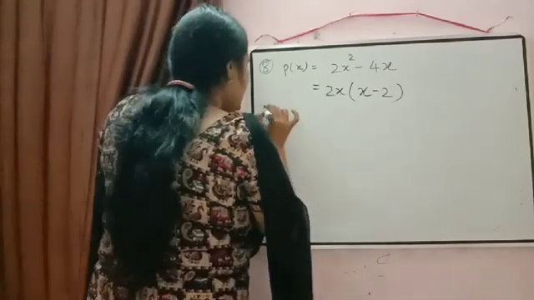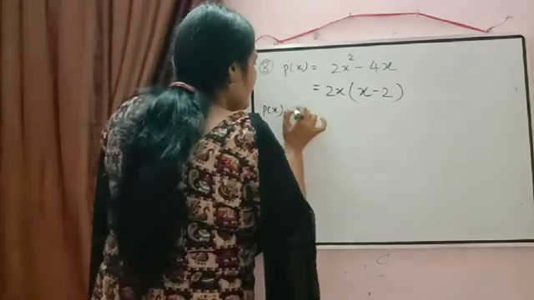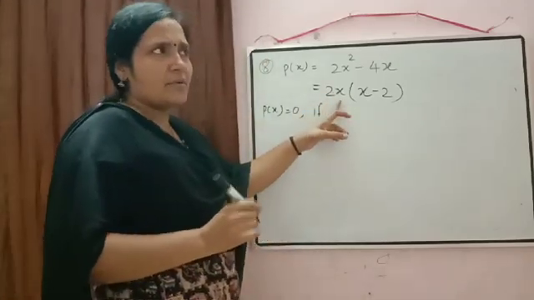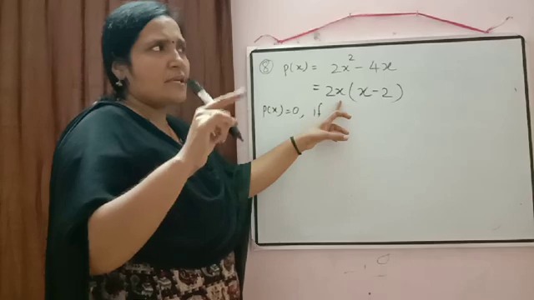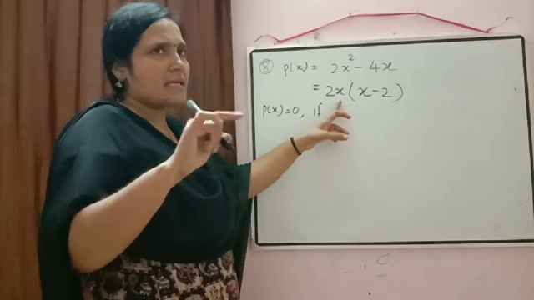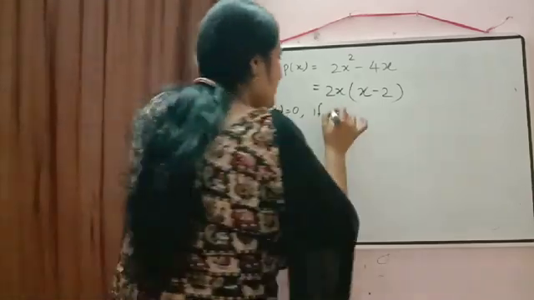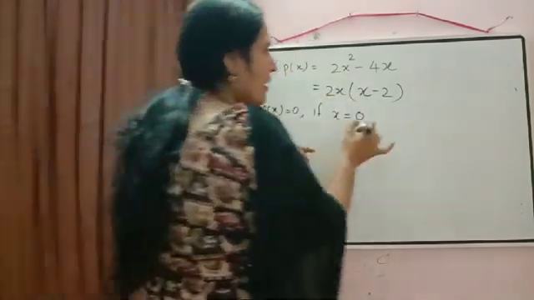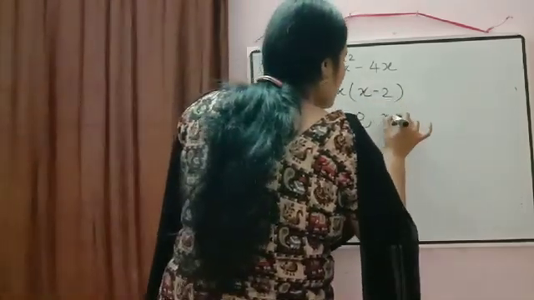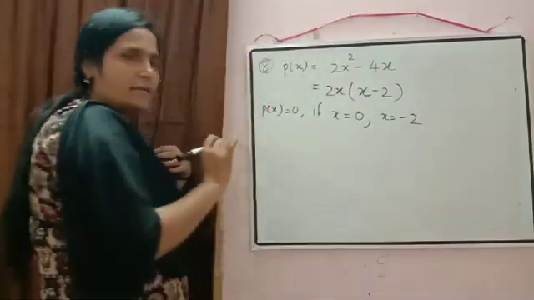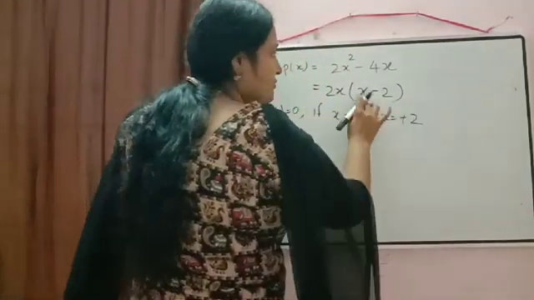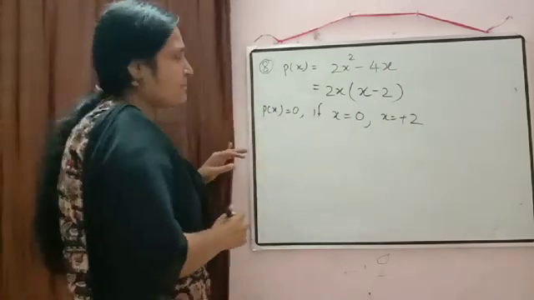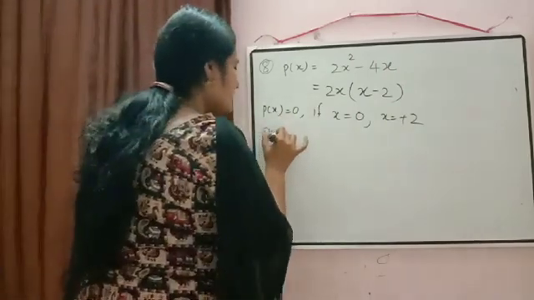So you can write here p of x will be equal to 0 if first one 2x is equal to 0. If 2x is equal to 0, then what will be the value of x? 0 by 2, so that will be equal to 0 only. If x is equal to 0, or if x minus 2 is equal to 0, that will give you x is equal to 2. Now verification.